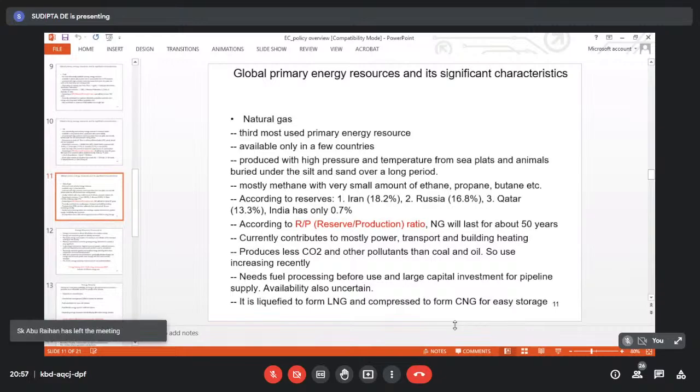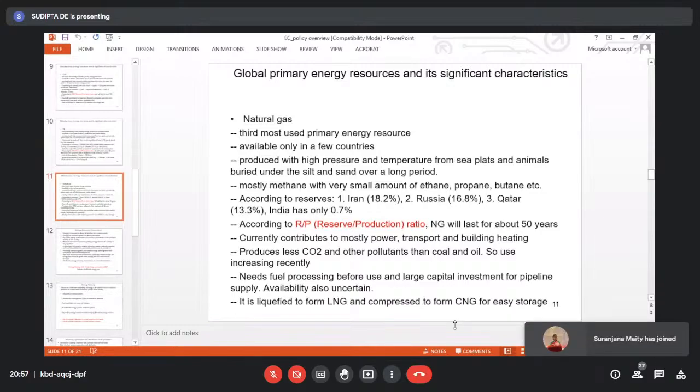Then it is liquefied to form liquefied natural gas, LNG, and compressed natural gas, CNG, for easy storage. Otherwise, as I mentioned, the volume will be very high, because with gas there is always that problem with respect to mass. The volume is so high that if you have to handle it with a proper supply chain, you have no other option than to compress it. It may be converted into liquid, or maybe kept in gas form but highly compressed. That's where the two terms CNG and LNG come from, whether it is liquefied or compressed.